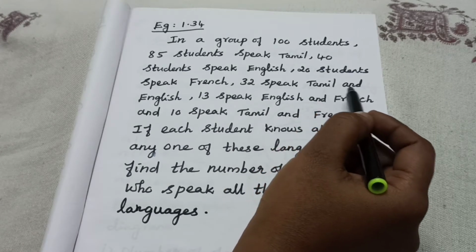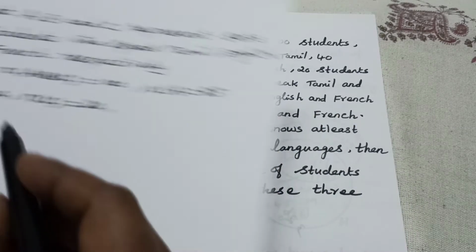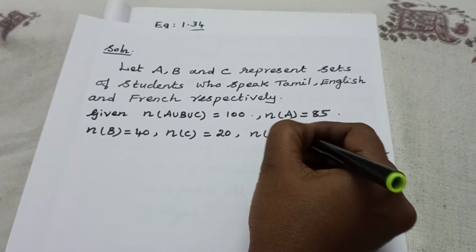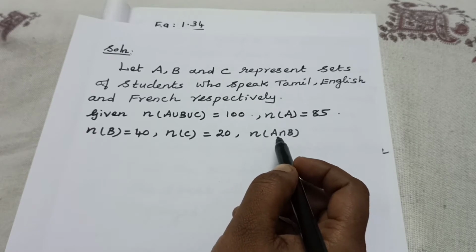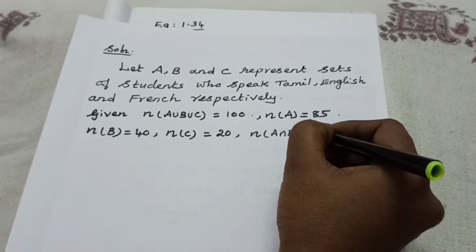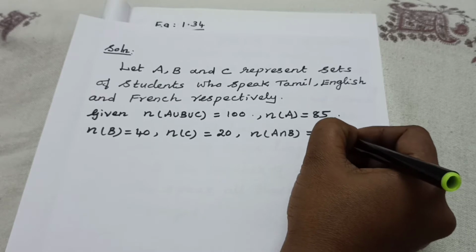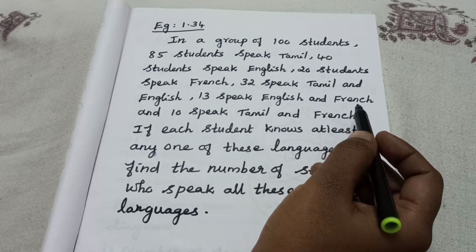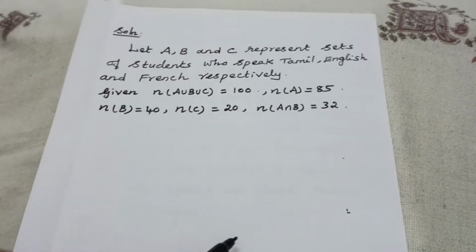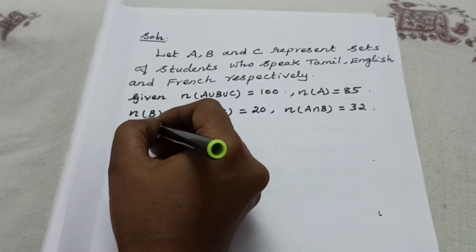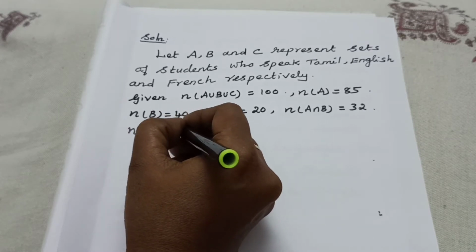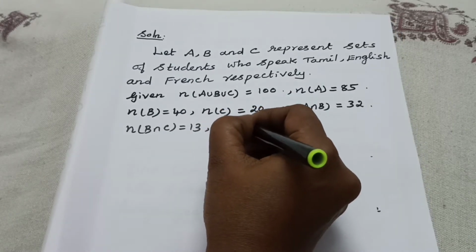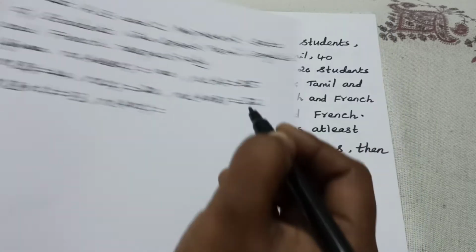Then Tamil and English, how many of them are speaking? 32 speak Tamil and English. That means N of A intersection B is equal to 32. Then 13 speak English and French. That means N of B intersection C is equal to 13. Then next, N of A intersection C is equal to what?